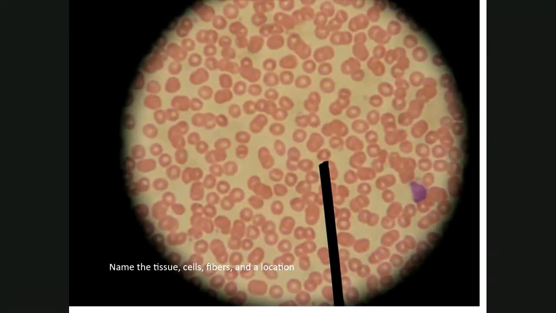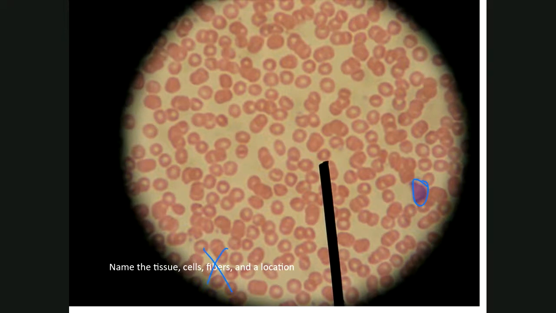Hopefully blood, again, will not be confused. The red blood cells are the giveaway. Red blood cells all over the place. This is a white blood cell over here. Fibers, we don't need to know fibers. Location is inside blood vessels, and this is a liquid matrix.